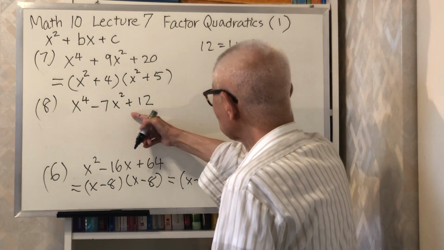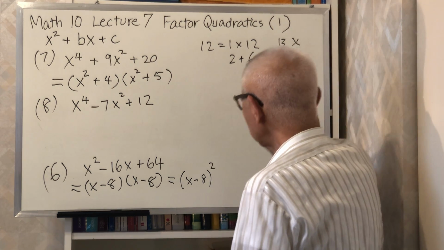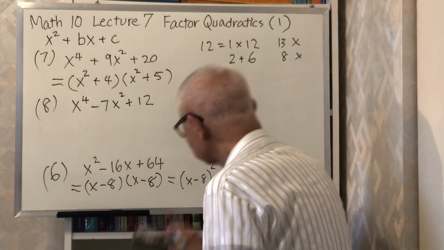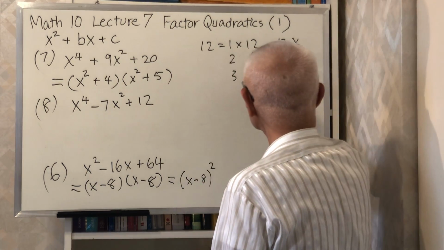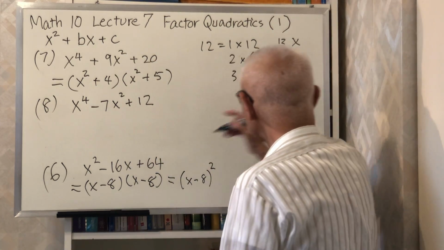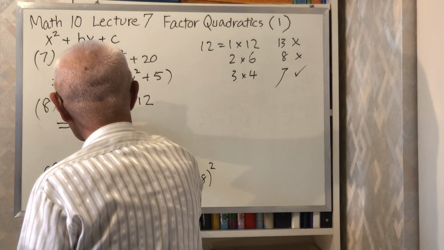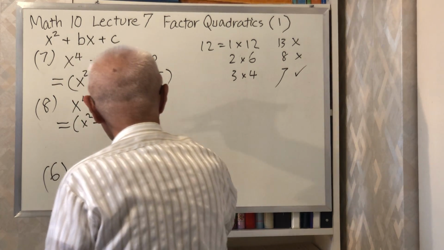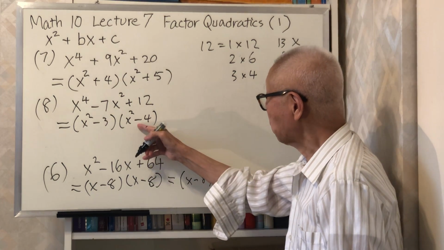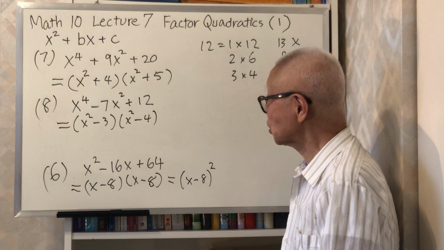1 times 12, I need to add, that's 13. No. 2 times 6, that's 8. No. 3 times 4, oh, made a mistake. It's not 2 plus 6, it's 2 times 6. And 3 times 4, I add these two numbers, I get 7. Ah, I need 7 here. So that's my answer. So minus 3 times minus 4 is plus 12. Minus 3 add minus 4 is minus 7. So this is right. But it's not the end, because this can be factored again.